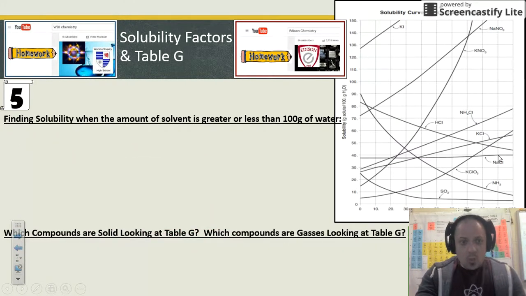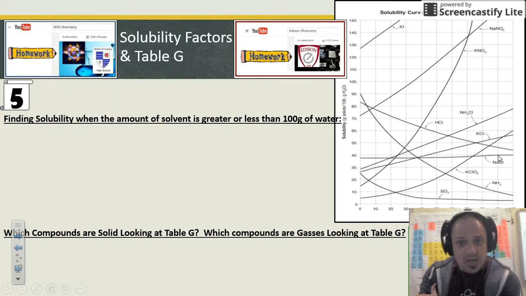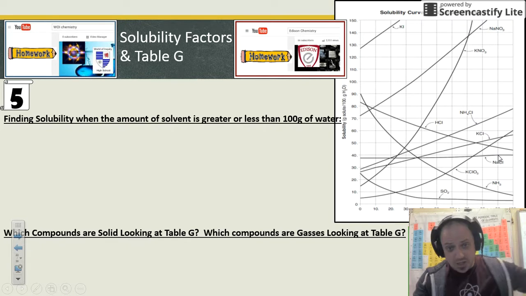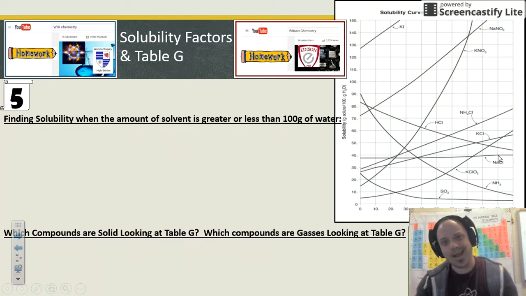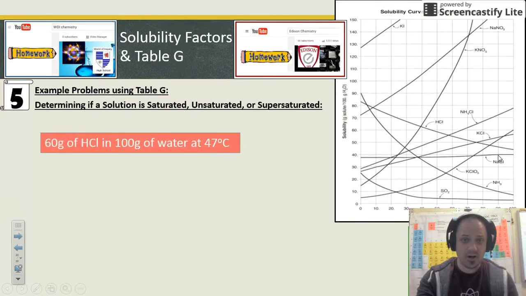Which compounds are solids looking at table G? I could tell right away because I know that solubility increases with temperature for solids. Which samples are gases looking at table G? Well, I can tell you very quickly because as you increase the temperature, the solubility of a gas decreases. So 3 curves decrease and the rest of the curves increase, showing solids and gases. But we should probably do some example problems so you really get a better handle on it.